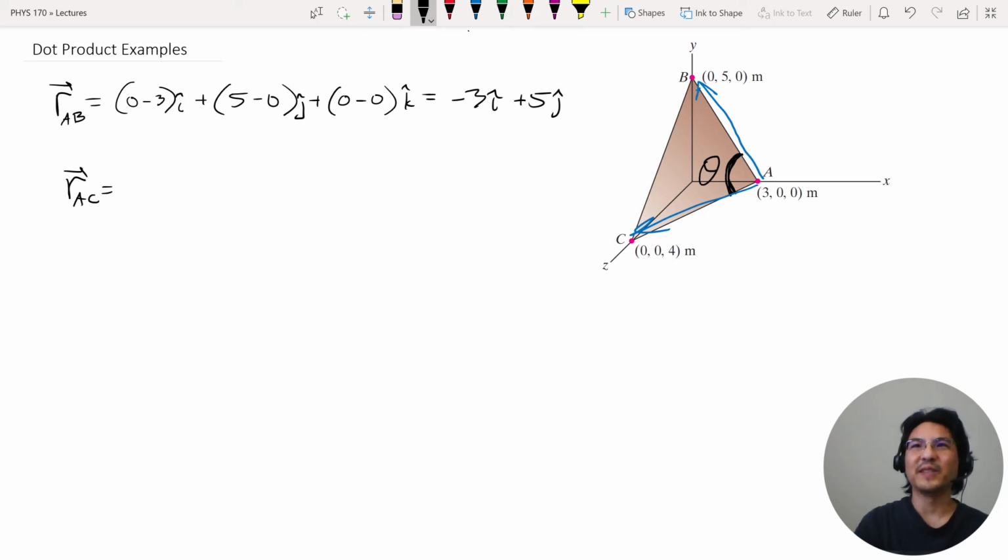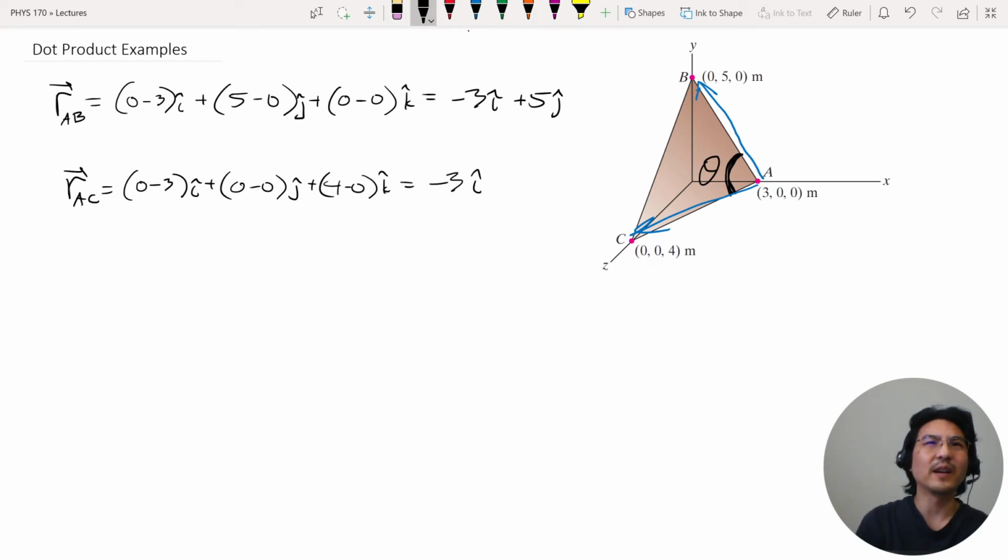Okay, from A to C, same story. 0 minus 3. In the y direction, 0 minus 0. In the z direction, 4 minus 0. Okay, so we got that vector, negative 3i, 0j, plus 4k. So we got both vectors.